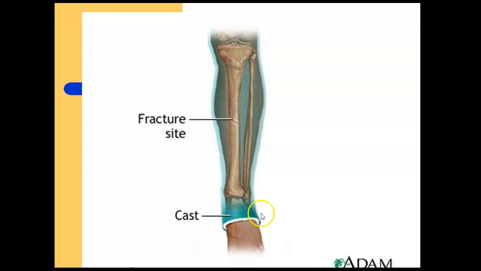So this aqua color is where the cast is. And you'll see that the cast terminates below the distal joint, and it's also going to go above the proximal joint, the joint above. So it's not just right there where that fracture is at. We have to really keep that area immobilized by immobilizing the joints above and below.